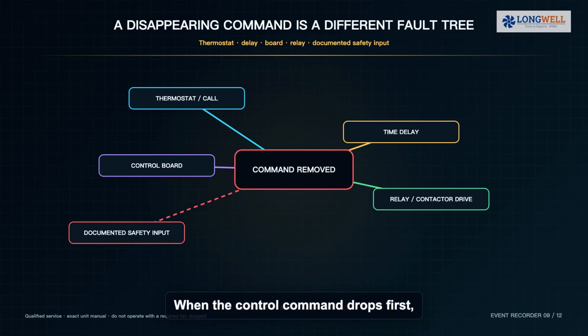When the control command drops first, do not condemn the motor. Check the requested mode, thermostat signal, time delays, relay or contactor drive, control board status, and documented safety inputs. A pressure switch or other system protection may intentionally remove the fan or compressor command. Read the unit's fault history and wiring diagram rather than bypassing the device that interrupted operation.